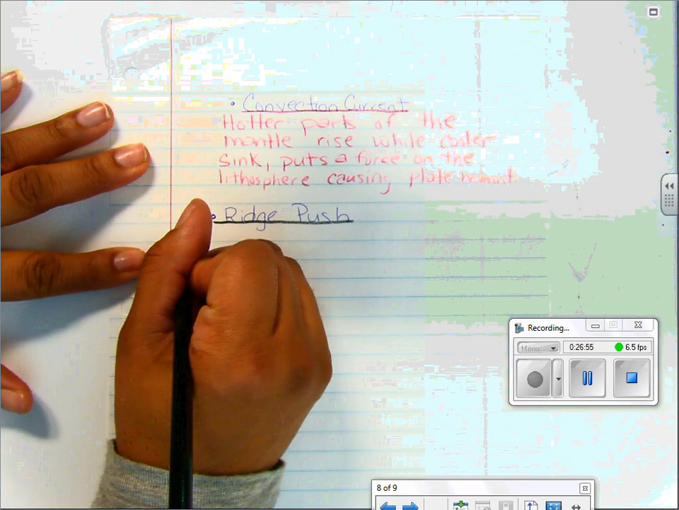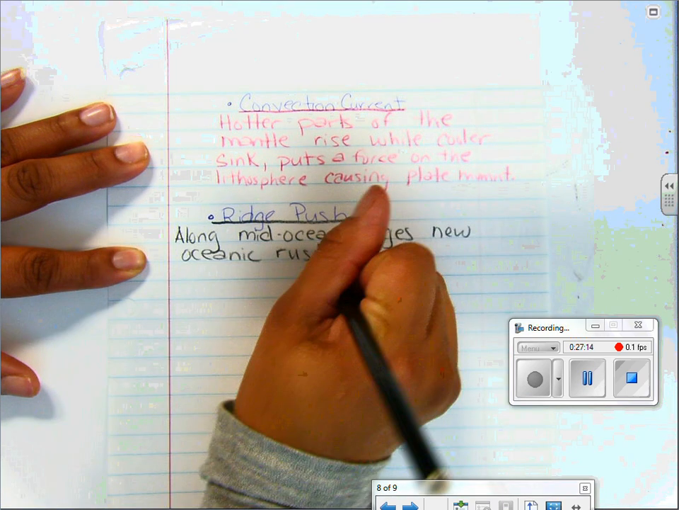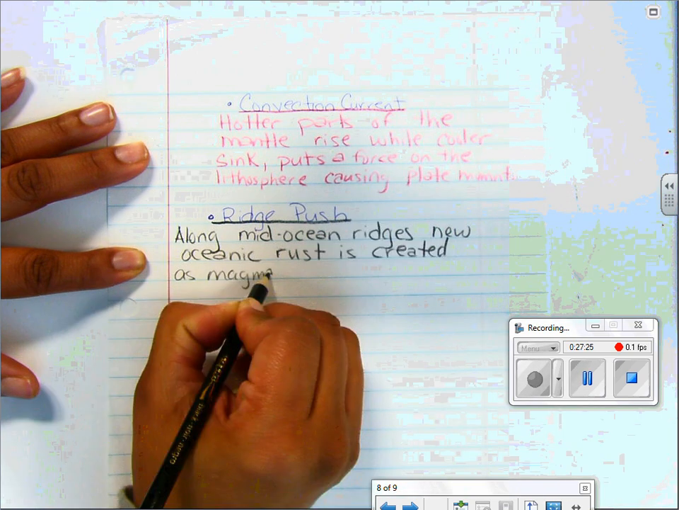So along the ridge, new oceanic crust is created as magma rises from the mantle.